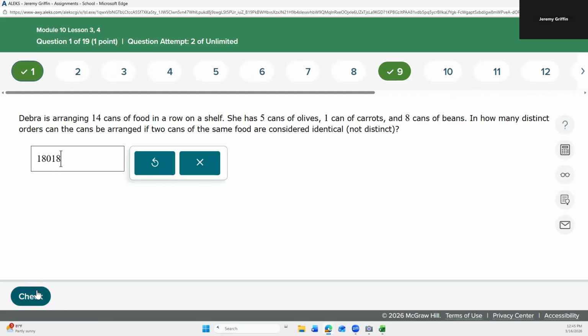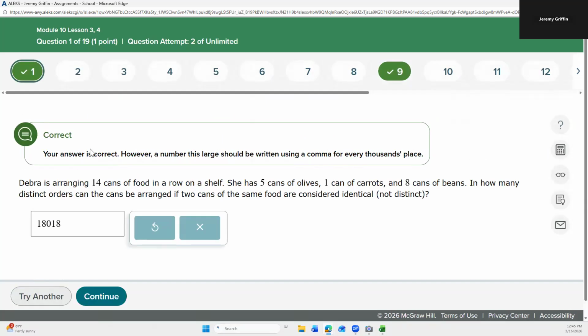It should tell me this is correct. Let's just make sure here. Yeah, that's exactly what I'm looking for. And while I got Alex up, there's another one I want to look at with you guys.